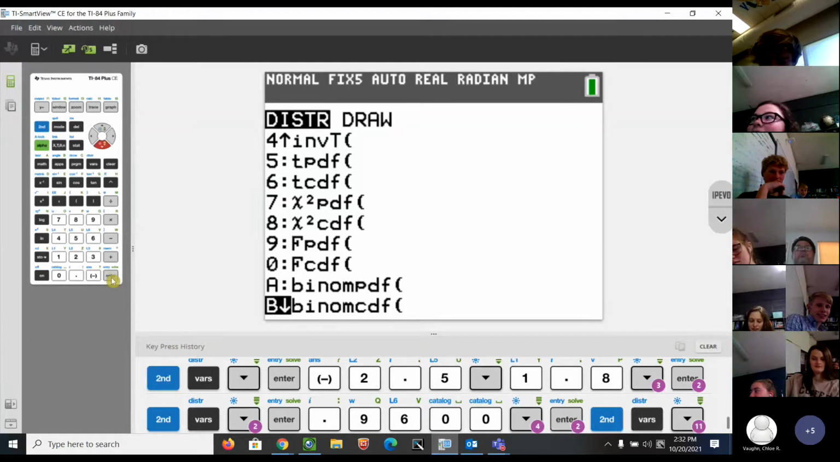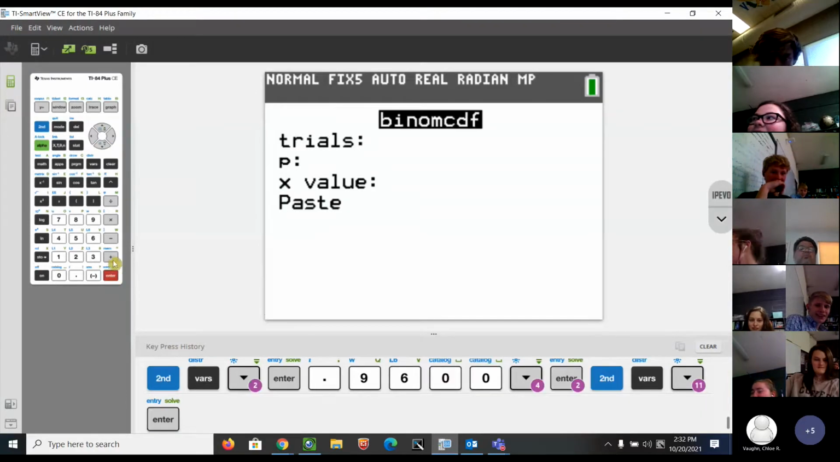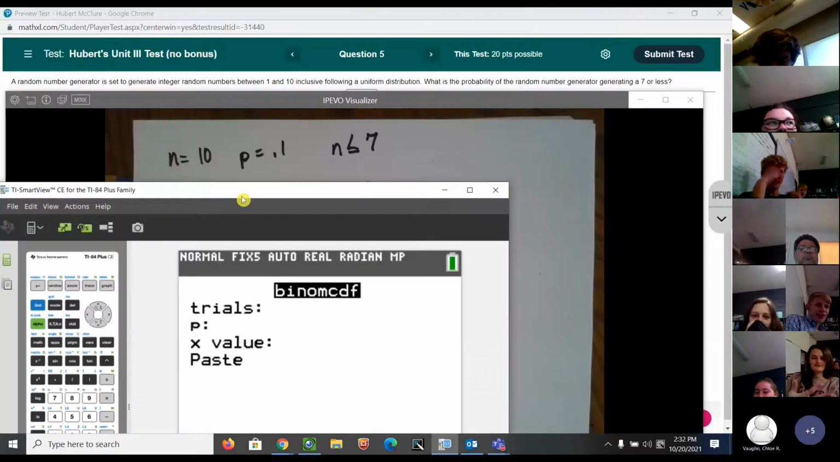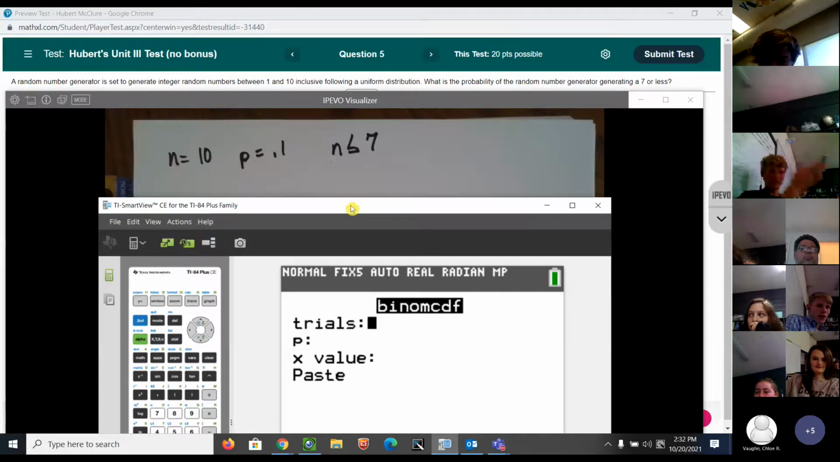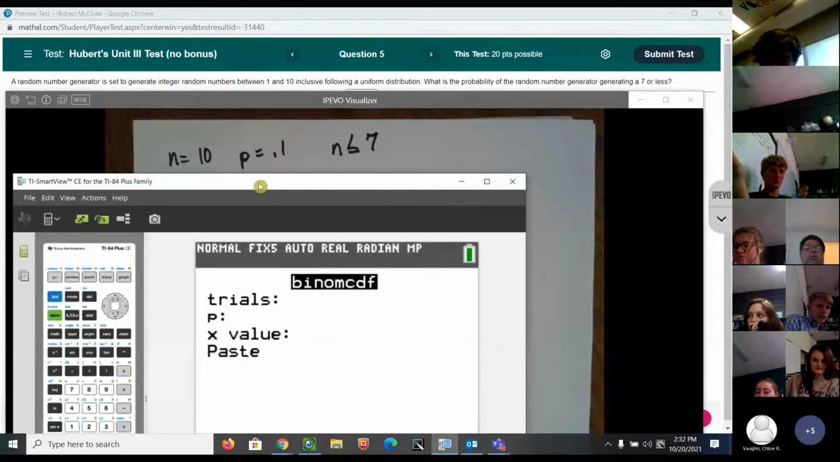Mr. Hubert, you don't need a calculator for this problem. I don't. It's basically saying you have 10 different outcomes. What's the probability that you get anywhere between 1 and 7? Well, you got to add up each of the probabilities. Let me try it and see what happens.